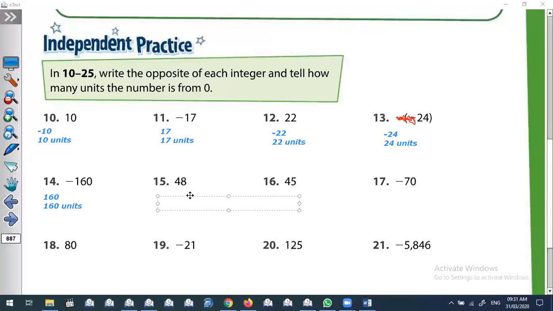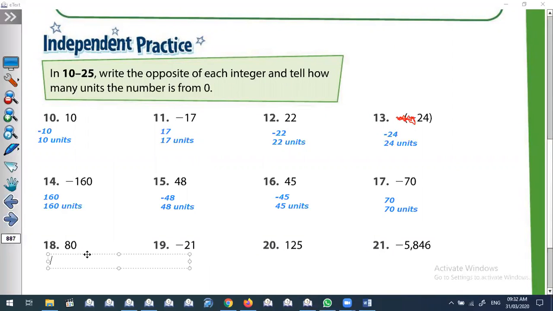48. What is the opposite of 48? Negative 48. The distance is 48 units. 45. The opposite of 45 is negative 45. The distance is 45 units. Negative 70. What is the opposite of negative 70? It's 70, yes. And the distance is 70 units.